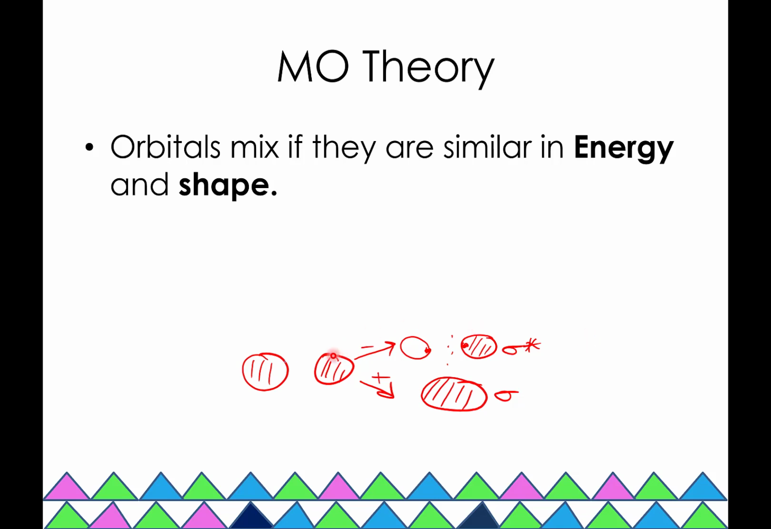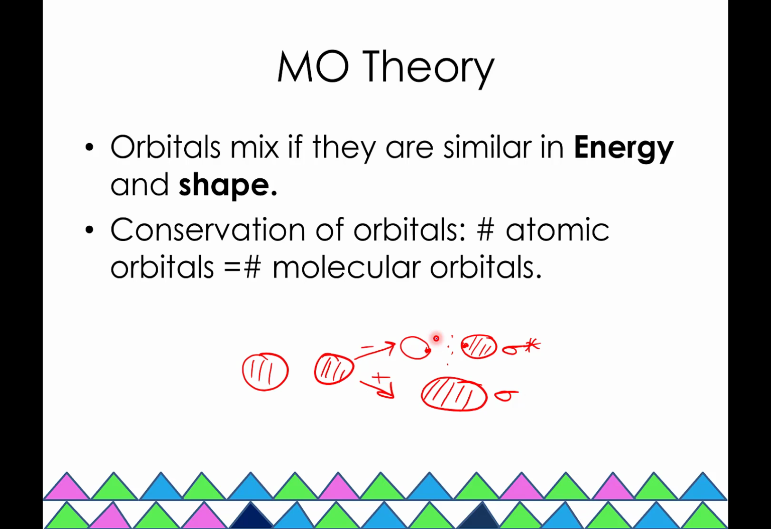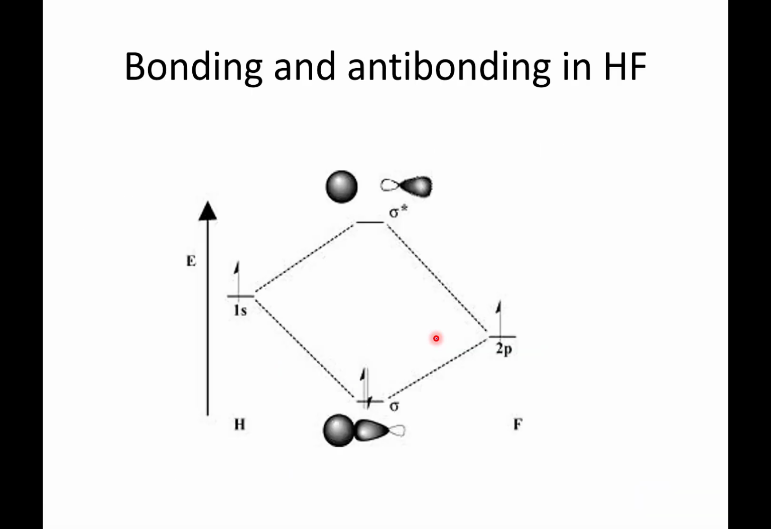So we talked about if we have two s orbitals mixing, they can form both constructive and destructive interference, or bonding and anti-bonding orbitals. And we also have this conservation of orbitals: the number of atomic orbitals equals the number of molecular orbitals. And we can draw these molecular orbital diagrams. So here is a partial representation of the molecular orbital diagram for hydrofluoric acid. You have your bonding interaction and your anti-bonding interaction, and this is our sigma bond.